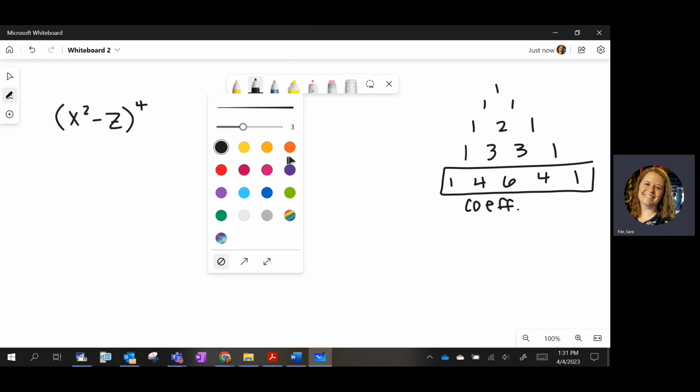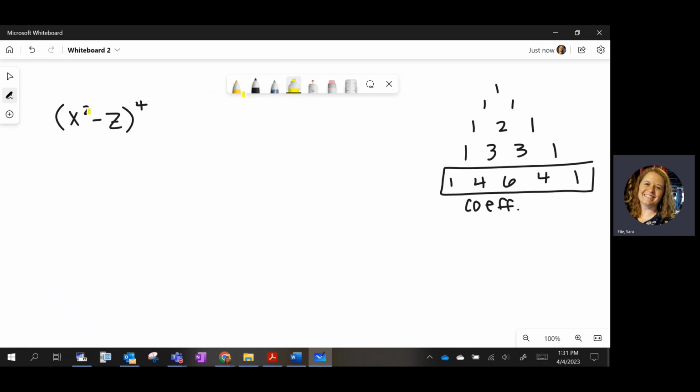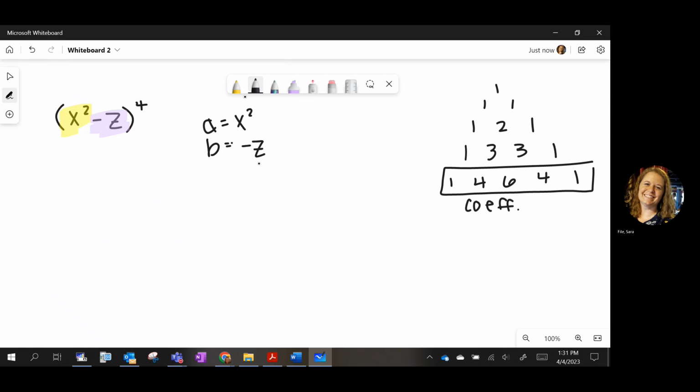All right, now I'm going to identify x squared as my A and negative z as my B. Okay, so I'm first going to expand it using just A and B because I think that's easier for us to think of it as A plus B to the 4th. And then we'll go back and substitute those in.